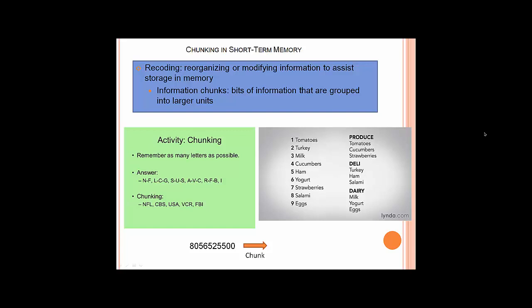Well, I knew that I had to do produce. What's in produce? Tomatoes. Yeah, we need tomatoes. Cucumbers. Yep. Strawberries. Yep. Okay. Deli. What's in there? Same thing. Dairy. What's in there? So by simply chunking or using categories, I could take the details of the list that I forgot and bring those into something that I could remember.